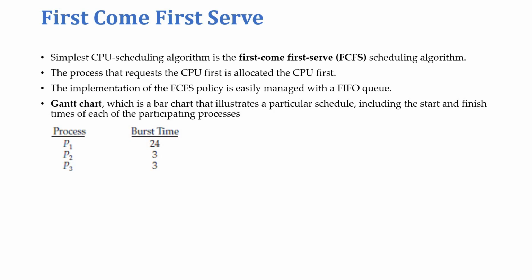For this, there are three processes, and for each process, how much time it will execute, those details are given in this chart: process 1, process 2, process 3, and their corresponding burst times. We can solve a scheduling algorithm with the help of a Gantt chart. A Gantt chart is nothing but a bar chart.